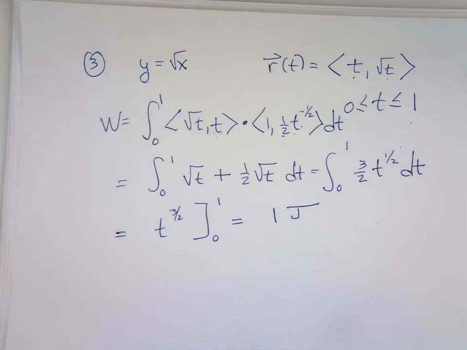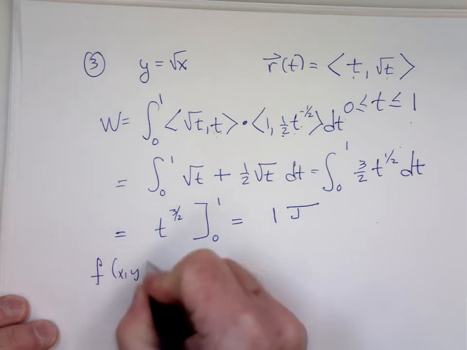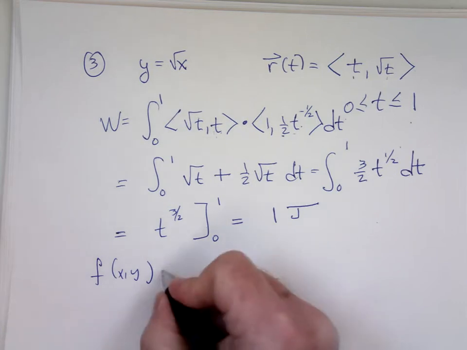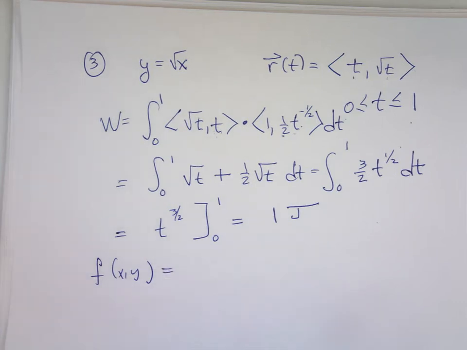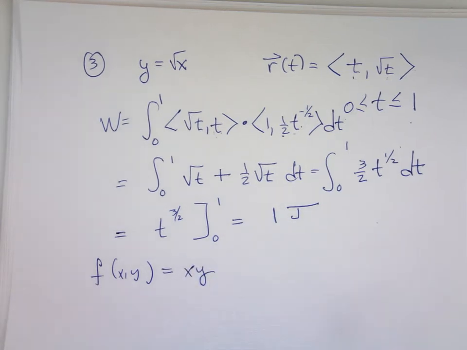But here's what I also want to show you. Because it is conservative, we can find its potential function, f of xy, for which this vector field is its gradient. So how do you find the potential function? You find it by integrating the x component with respect to x. What's the integral of y with respect to x? yx or xy. And what's the integral of x with respect to y? Same thing. Our potential function is xy.